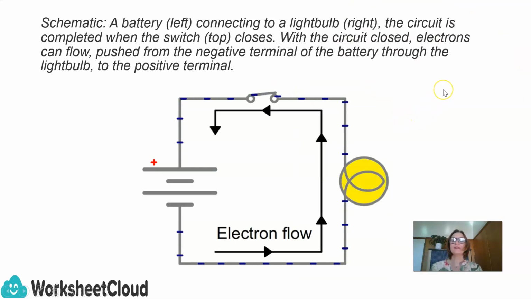So here I have a schematic. It's a battery over here on the left-hand side connecting to a light bulb over here on the right-hand side. The circuit is completed when the switch at the top closes. Open, closed, open, closed. Quite mesmerizing. With the circuit closed, electrons can flow, pushed from the negative terminal, remember, negative over here is our electron flow, of the battery through the light bulb to the positive terminal on the other side of the circuit.